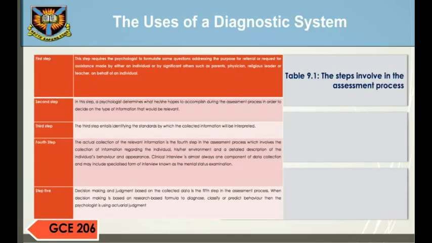First step. This step requires the psychologist to formulate some questions addressing the purpose for referral or request for assistance made by either an individual or by significant others such as parents, physician, religious leader, or teacher on behalf of the individual. Second step. In this step, a psychologist determines what he or she hopes to accomplish during the assessment process in order to decide on the type of information that will be relevant.